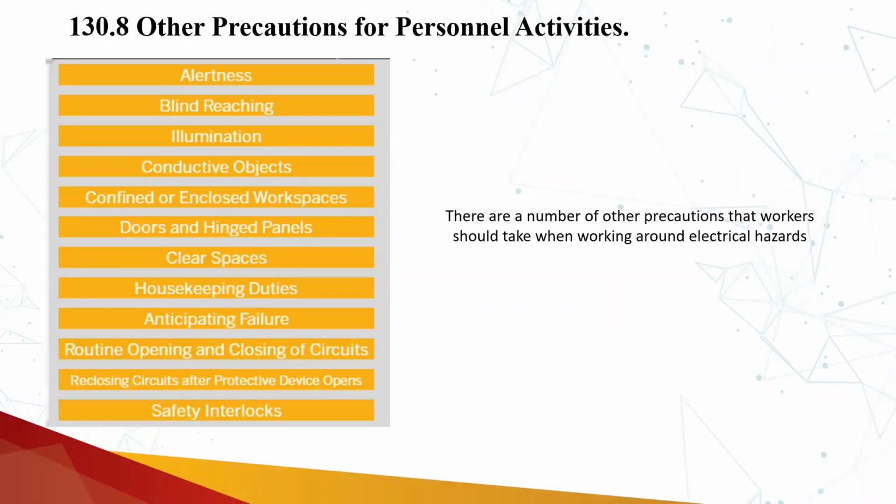Illumination: correct illumination is required to carry out the task. If the illumination is poor, we are not allowed to continue the task until proper illumination is provided. Then conductive objects. Conductive objects are not allowed within the limited approach boundary, and they are not allowed within the restricted approach boundary. Whether those conductive objects are the tools you are using, or any conductive objects which you are wearing, so anything related to gold or any fancy item, those are not allowed.